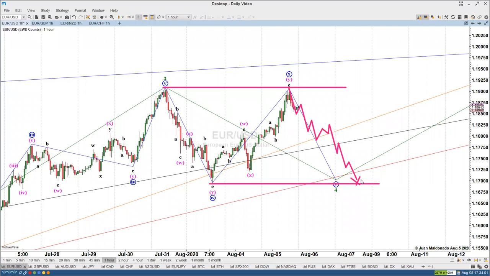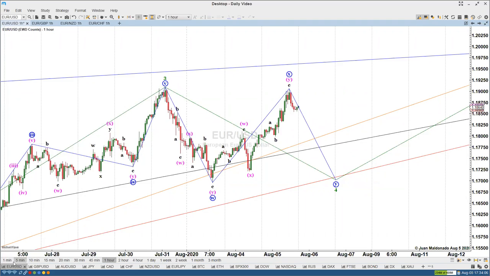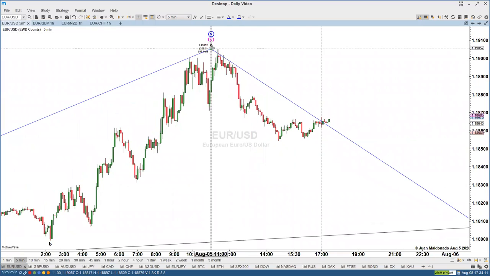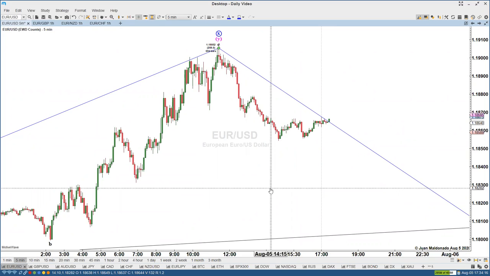All right. Now, let's zoom in. Let's go to the 5-minute chart. And let's say you're scalping. You say, okay, but I'm not going to wait a week. Come on. I am an active trader. I need to trade right now. So if that's your case, sure. No problem. I can help you with that.